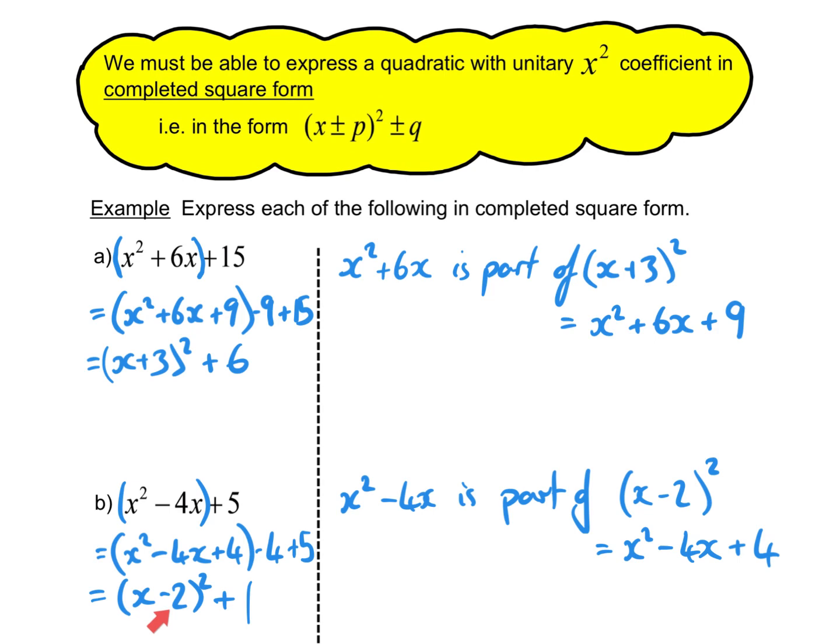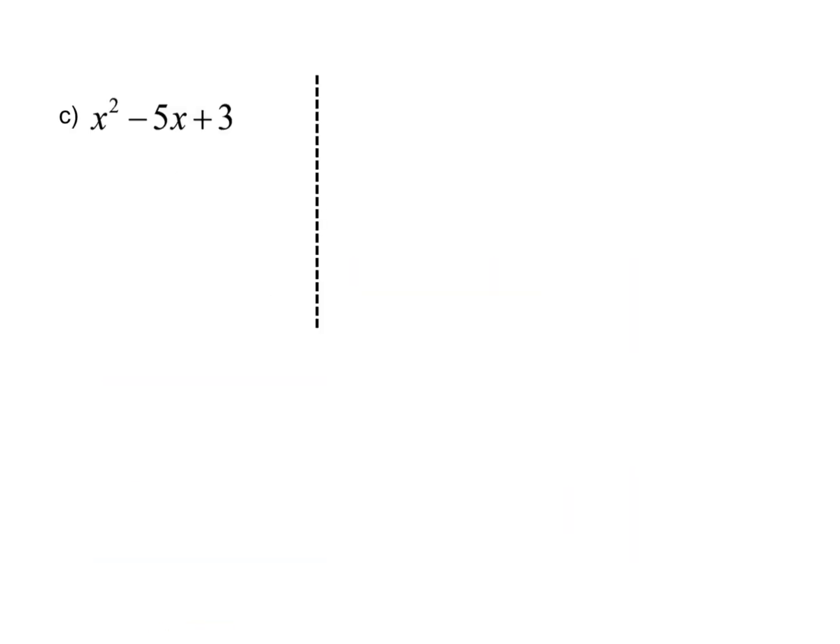So x plus or minus a number all squared plus or minus a number. Now this last example, example C, is a little bit harder, and it's a little bit harder because it's got an odd number in here. And that's harder just because it's harder to half. So we're going to follow the same process exactly though, and just see where that takes us.